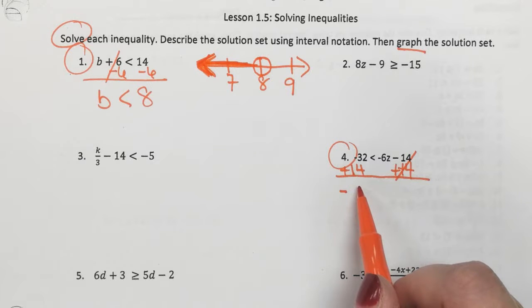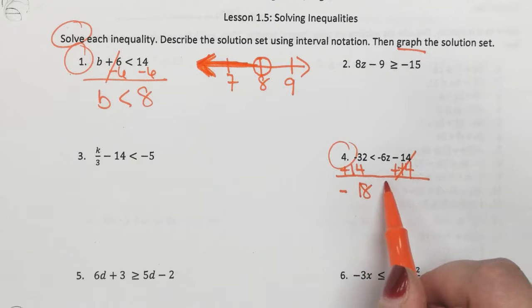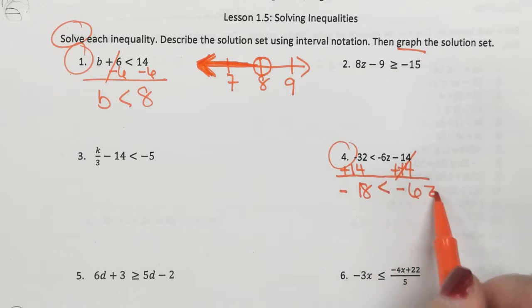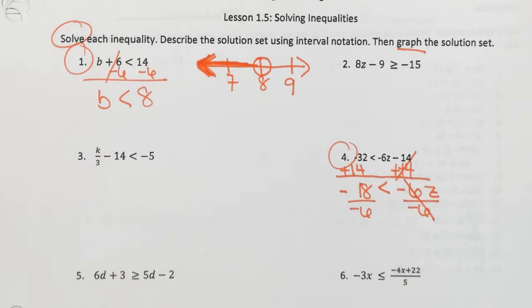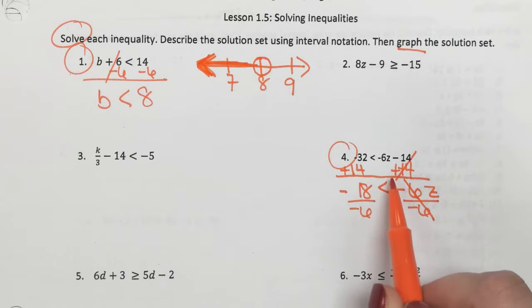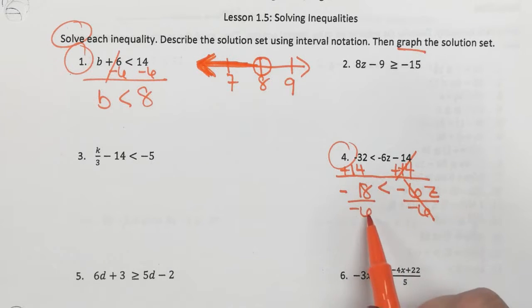How much? Negative 18. Very good. And then less than negative 6z. All right, how do I get rid of that 6? There you go. But here's the only thing about these inequalities. If you divide by a negative, do you remember what happens to this? It flips, because negative means opposite. So 18 divided by 6 is 3. You divide by a negative, so that flips.